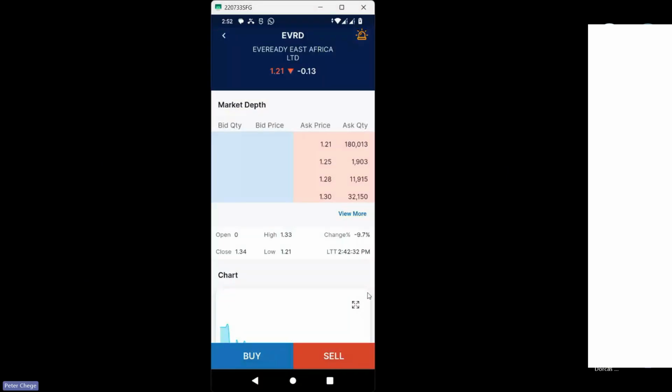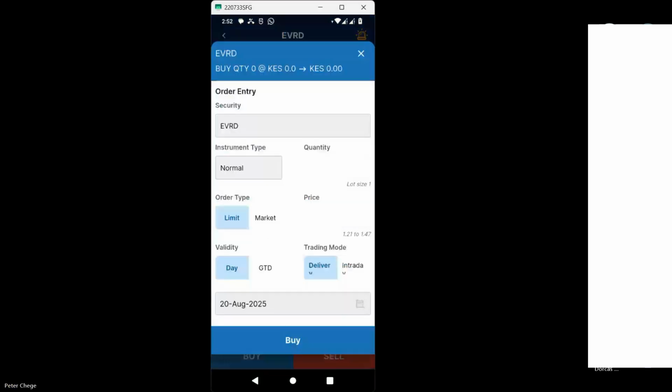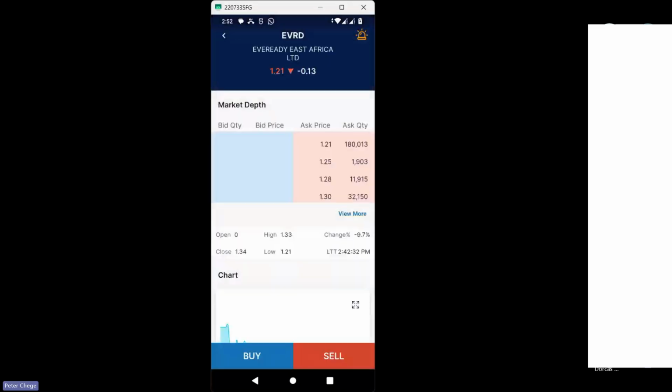If you click the buy button, you can only go as low as the lowest price you can put. You can see the price is 1.21. I hope you can see that the price range is 1.21 to 1.47. We go back and see the supply, whether they have broken the demand. That's what they have done.